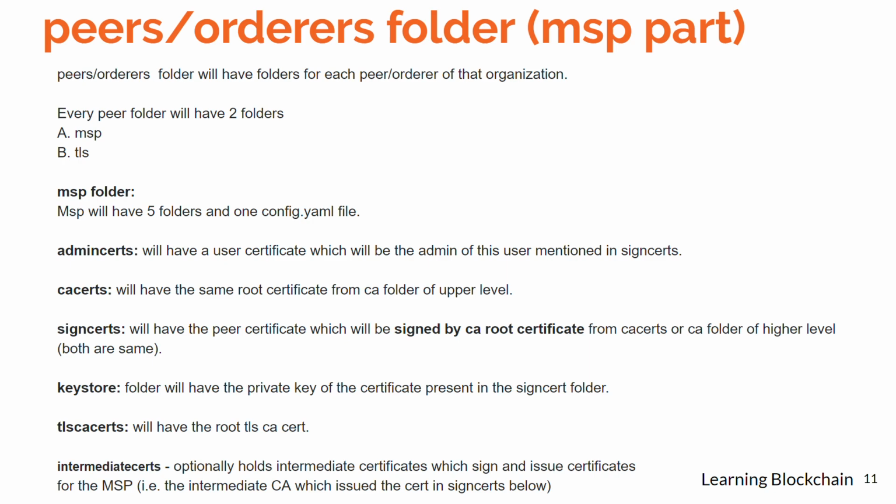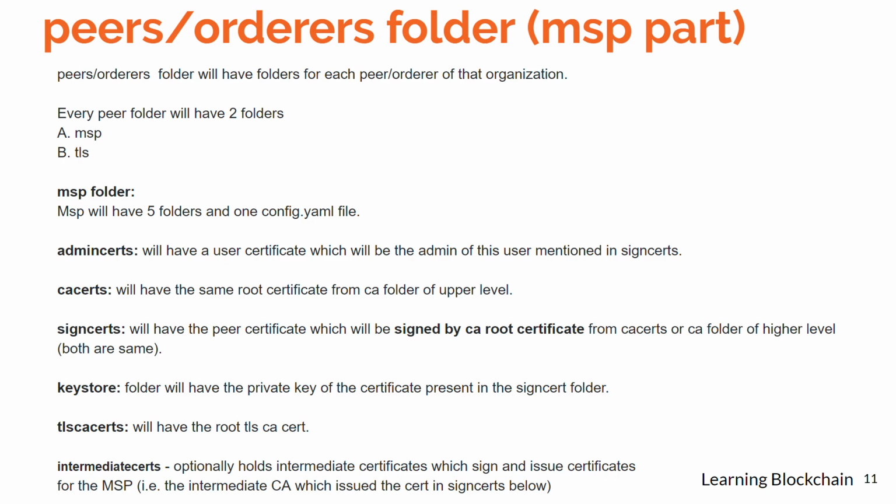So in the high level MSP folder, the admin cert was the certificate of the admin of the organization. But here inside the peer's MSP folder, there is one sign cert present. Who has given the sign cert? The sign cert has been given by the certification authority to that particular node and for a particular user. So for this node, one sign cert has been given, and this peer's admin user certificate will be present inside the admin certs folder. It may or may not be the admin certificate of the organization.